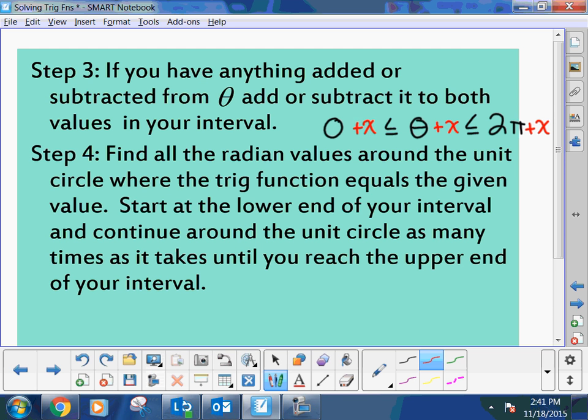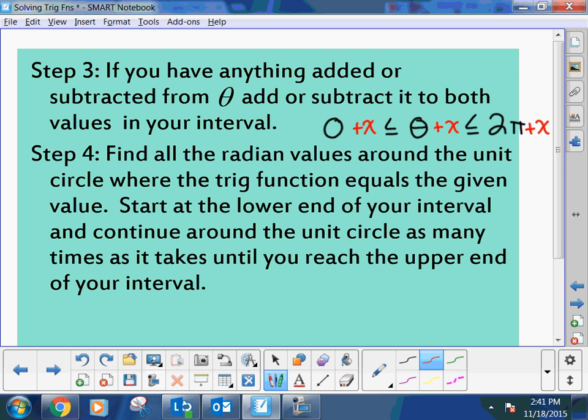It's exactly this that causes us also to refer to our trig values on a unit circle. Because see, after step 4, it talks about finding radian values around the unit circle that equal that value. But notice how it just says lower end. It's very general because our lower end may be changed. And it might be somewhere different. We may not always start at 0. We may start somewhere else.